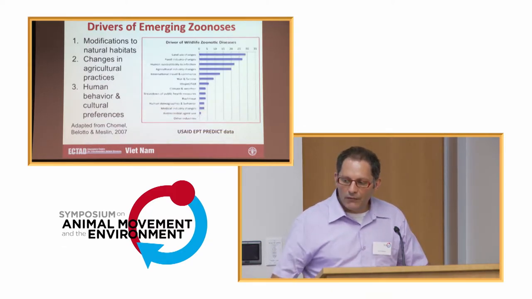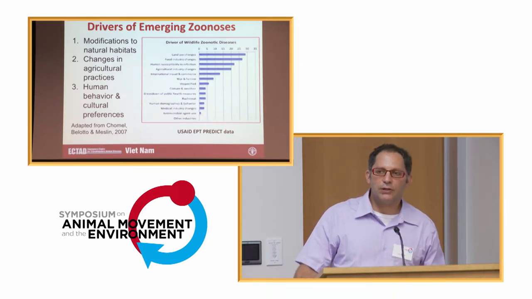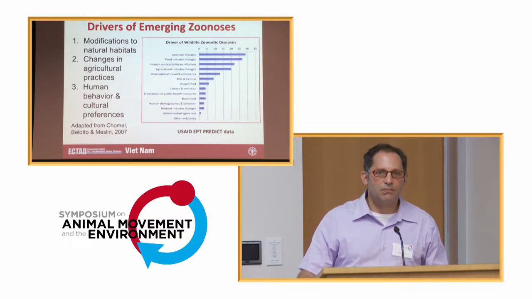And we know that modifications of natural habitats and changes in agricultural production, these are the two main drivers so far to date that are really driving zoonotic disease issues in people.